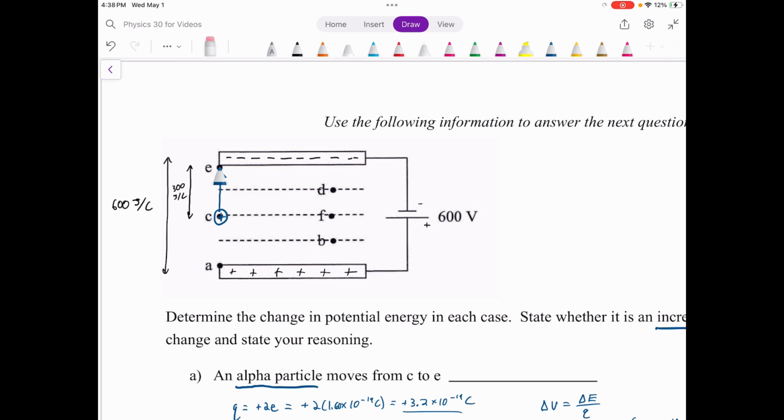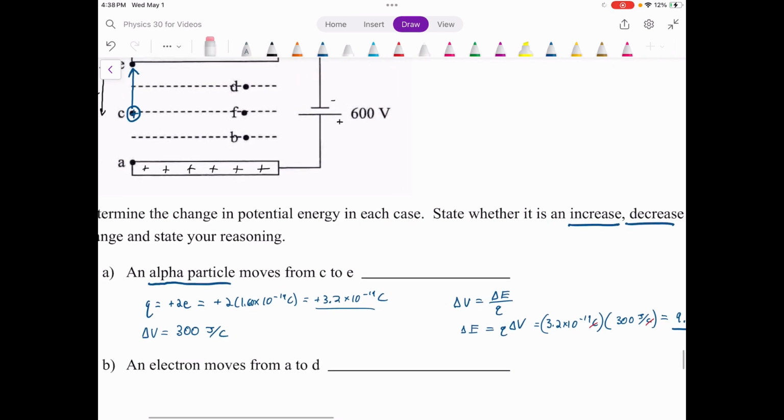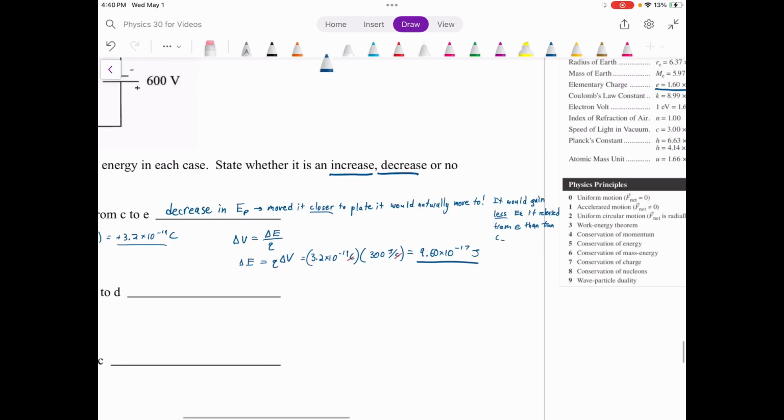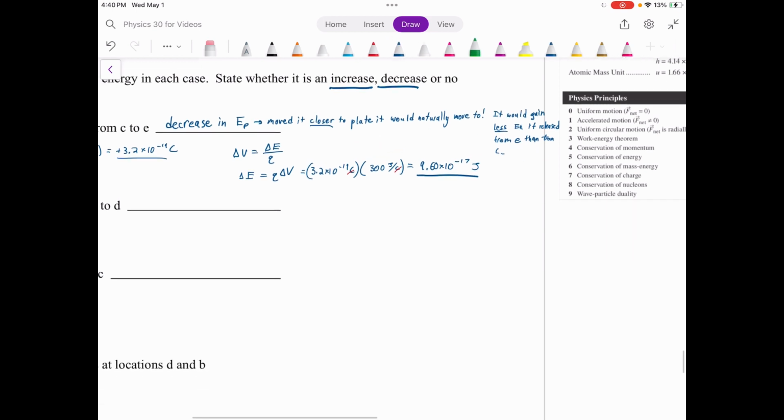But if I take it to here and then let it go, how much kinetic energy is it going to get? Well, none. It's already where it would have moved to because of the electric field here. So by moving it from C to E, we have taken away its potential energy. So this is a decrease, right? It would gain less kinetic energy if released from E than from C. We've moved it closer to the plate that it would naturally move to. The same way if you take a ball that was here and you bring it down to here, right? You've taken away its potential energy. Dropping it from here, it'll get a bunch of kinetic energy by the time it hits the ground.